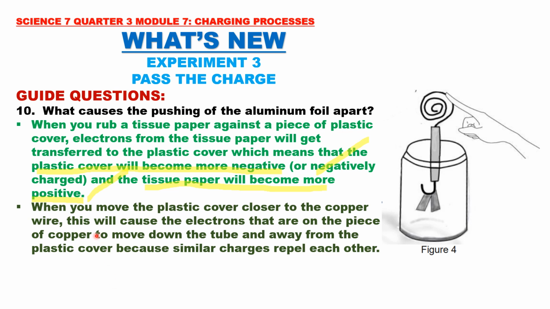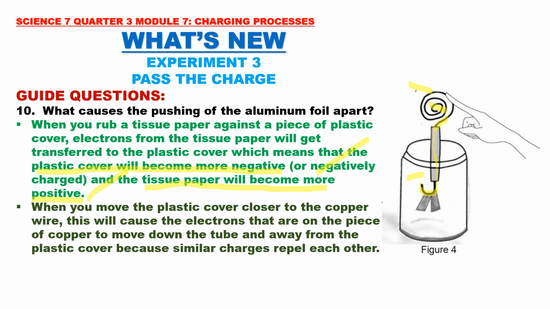Now, when you move the plastic cover closer to the copper wire, this will cause the electrons that are on the piece of copper to move down the tube and away from the plastic cover because similar charges repel each other. So, anong ibig sabihin nito? So, di ba meron tayong plastic cover dito, tas dinikit natin siya sa ating copper wire. So, dahil negatively charged yung plastic cover, yung electrons dito sa copper wire natin ay bababa sa ating tube papunta dito sa ating hook. So, yung hook natin hanggang baba ay negatively charged na.